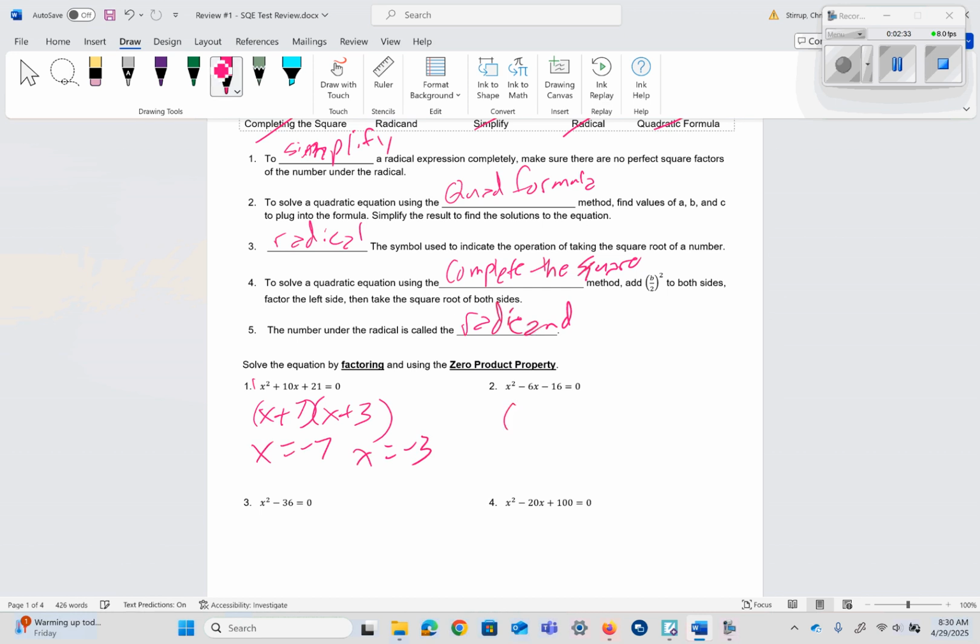This one could be done the quick way as well. Make sure you watch your signs. You know you're going to have one positive, one negative. So the factors of 16 are 1 and 16, 2 and 8, and 4 and 4. So which of those, one being positive, one being negative, would give us that -6? That would be a -8 and a +2. Solve those, so x equals 2, x equals 8.